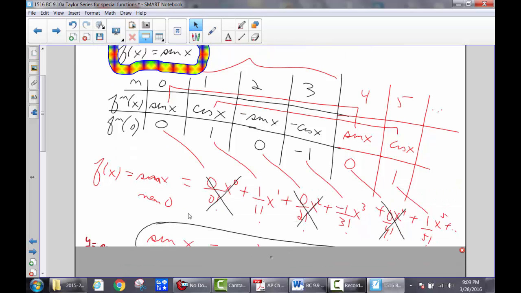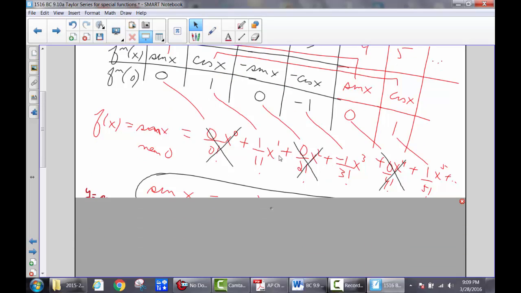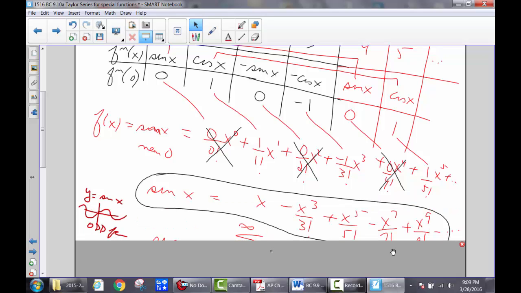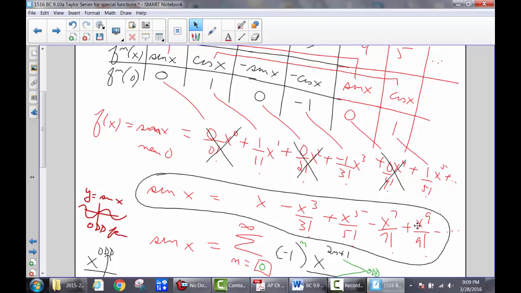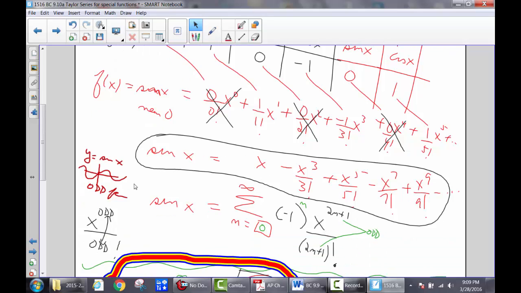So if we write out the terms, of course the coefficients are 0 over 0 factorial x to the 0, the next one is 1 over 1 factorial x to the 1, 0 over 2 factorial x squared, etc. Well, every term with an even exponent has a coefficient of 0. So it turns out that sine of x near 0 is x minus x cubed over 3 factorial plus x to the 5th over 5 factorial. If you remember, that's the one I started out the whole of chapter 9 with.